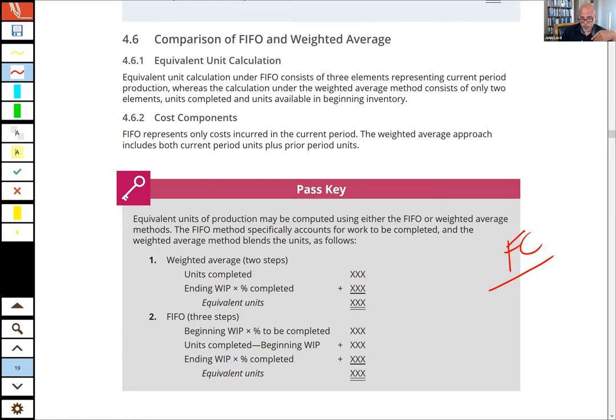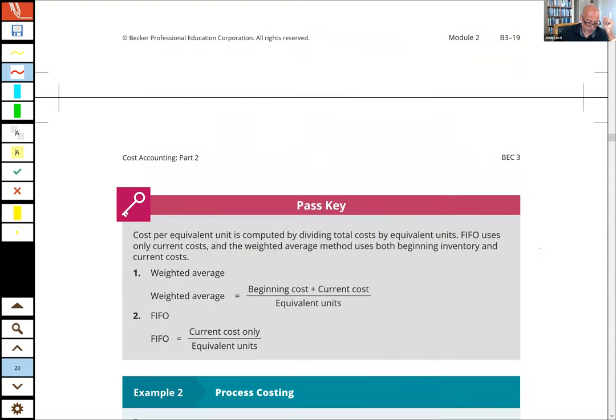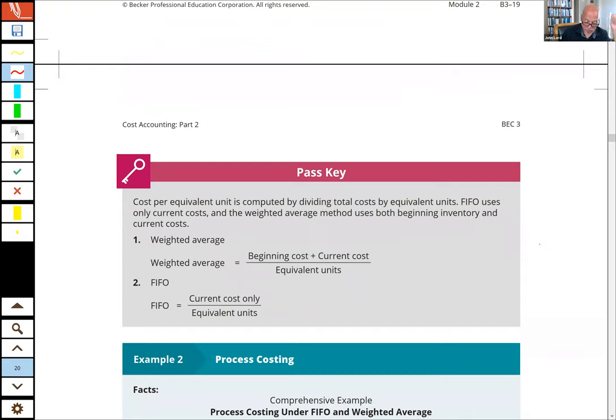If they tell you 25% complete, then you would need to say, okay, then that means it's 75% to be completed, right? And then the units actually completed. And again, that units completed gets a little bit tricky because you'd have to subtract off any units that were in progress because you already accounted for the equivalent units there in the beginning inventory. And then the way you do the ending inventory is exactly the same. Okay, all right, good. Now, that's the denominator.